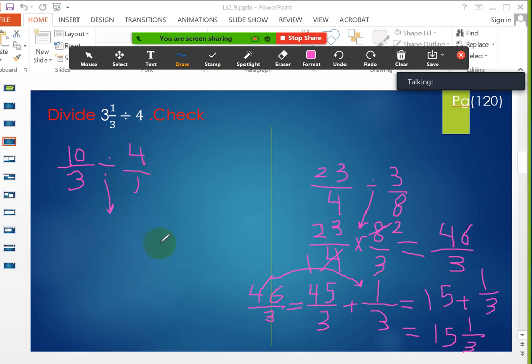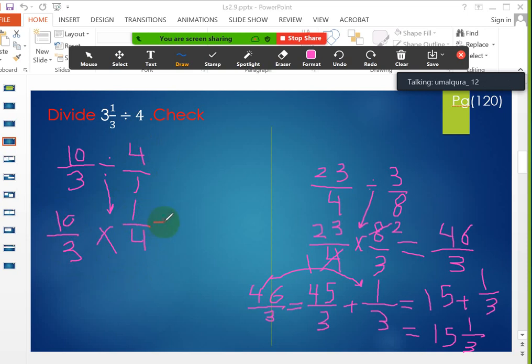Multiply. Yes, I have to convert from division to multiplication. The divisor will be what? 10 over 3. The divisor. 4 over 1, it will be what? 1 over 4. 1 over 4. Thank you so much, Jenna. That's correct. So let's continue with Farah.